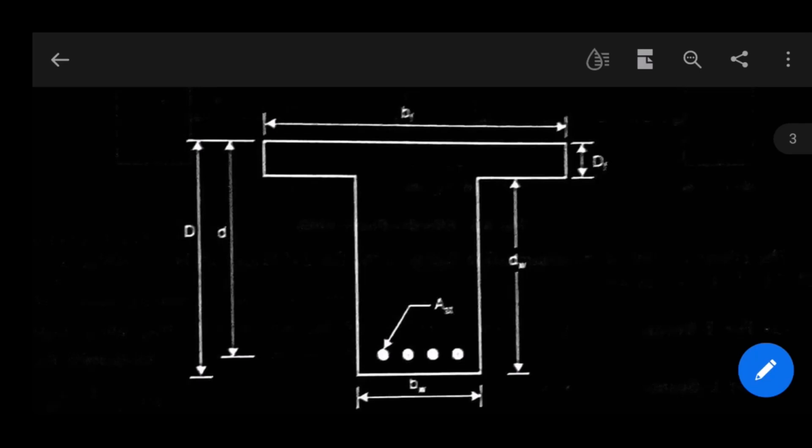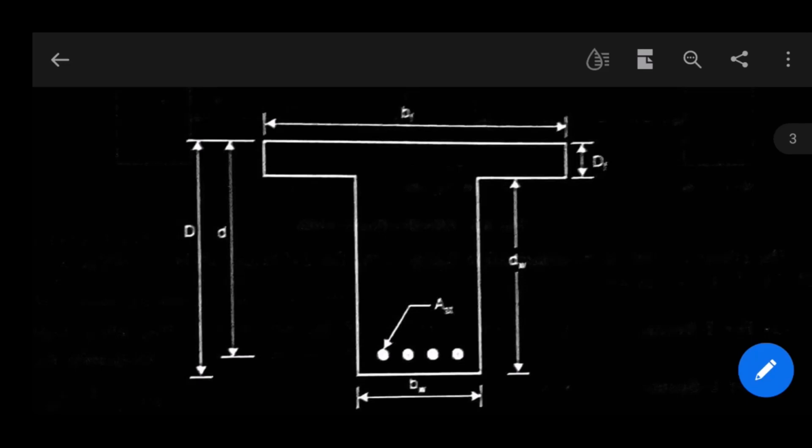The two terminologies I have just used are flange and web. Now, which portion of this T-beam is the flange? That upper portion shown in the figure, the head portion of the T, is called the flange, which is a part of that slab which is cast along with this beam, and this lower portion is called the web. Okay.